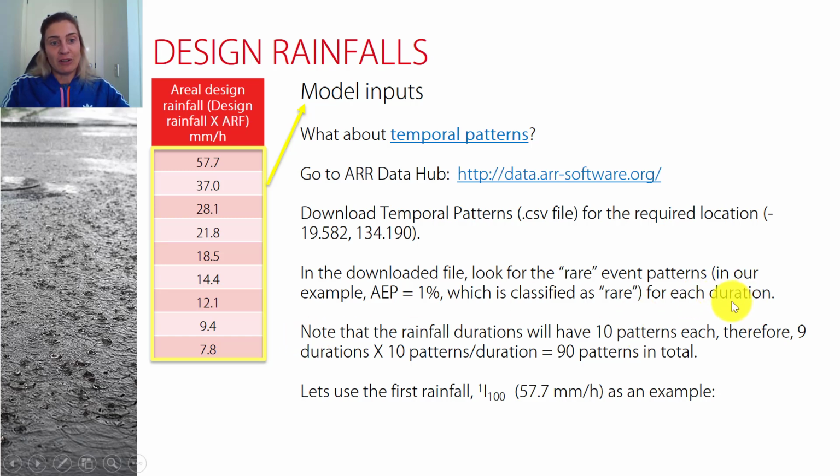For each rainfall duration, note that there are 10 patterns each, therefore 9 rainfall durations, which are these 9 rainfalls here, times 10 patterns equal to 90 patterns in total to be simulated in your model. Let's use the first rainfall as an example. So let's take this one, the rainfall with 1 hour duration.